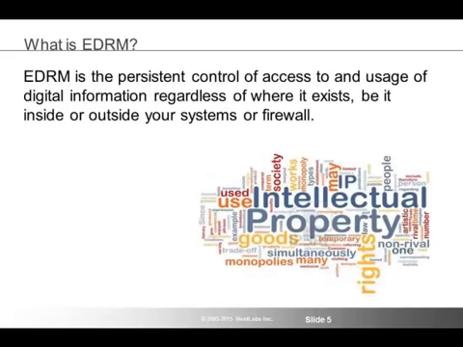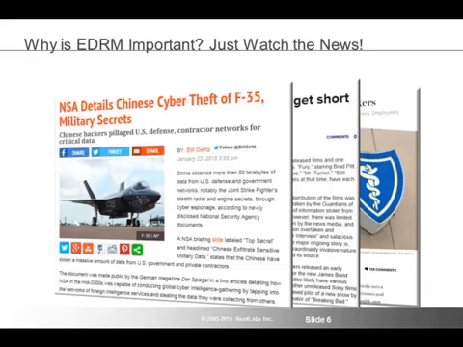Just as a level set, in every one of these things we do, we always answer the question, what is E-DRM? E-DRM, Enterprise Digital Rights Management, is the persistent control of access to and usage of digital information regardless of where it exists, be it inside or outside your systems or firewalls. To sum that up, it's the protection of your file-based intellectual property no matter where it is. It's the protection on the file itself.